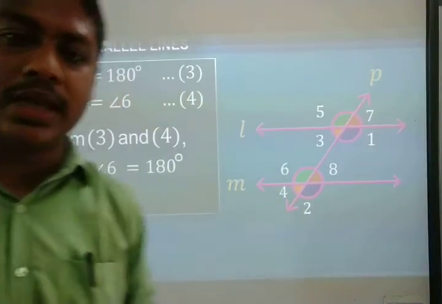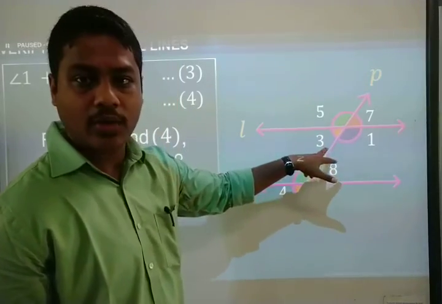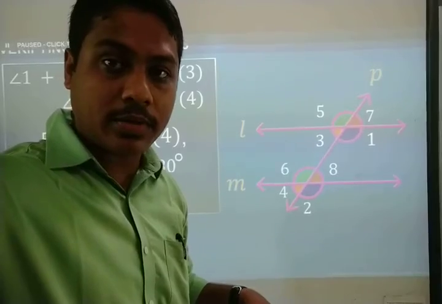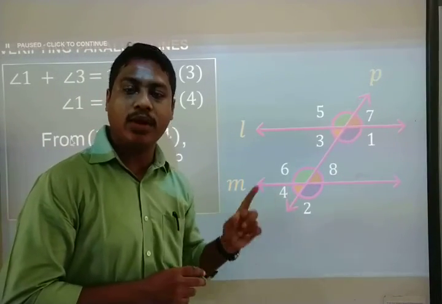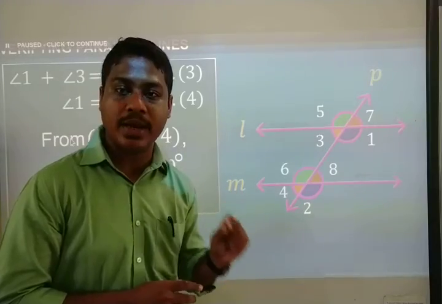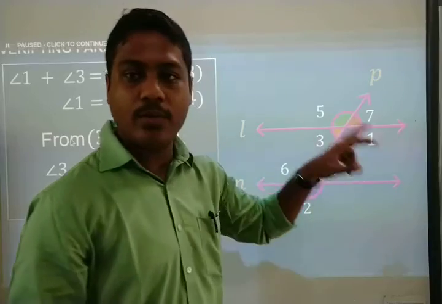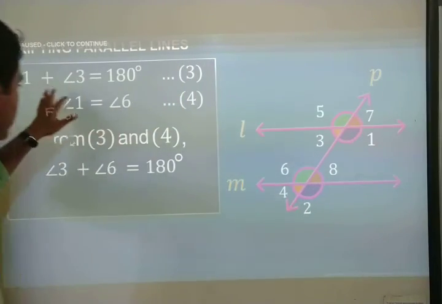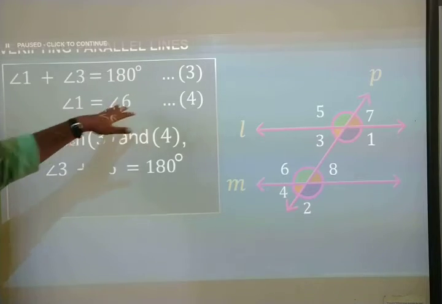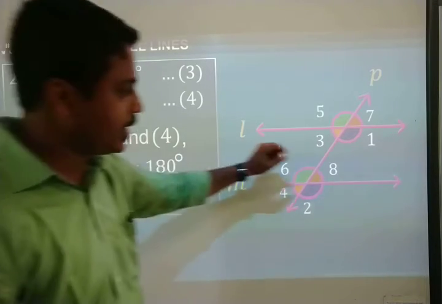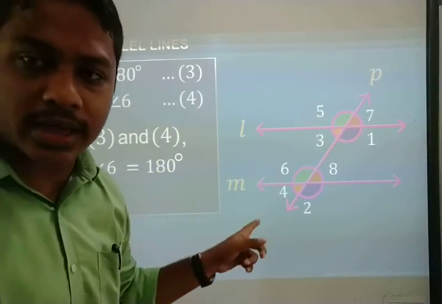We covered the linear pair in the last chapter. Here angle 1 and angle 3 are not a transversal, they are a linear pair. And if I add the angles of a linear pair, I get a supplementary angle, that is equal to 180 degrees. So angle 1 plus angle 3 is equal to 180 degrees. Similarly, angle 1 is equal to angle 6, because they are alternate interior angles.